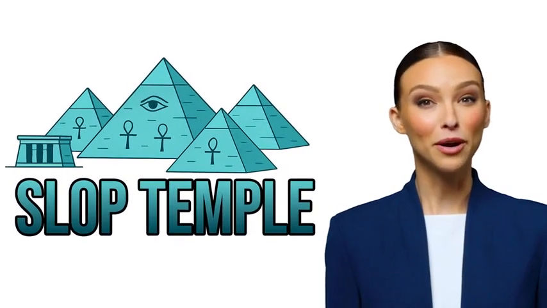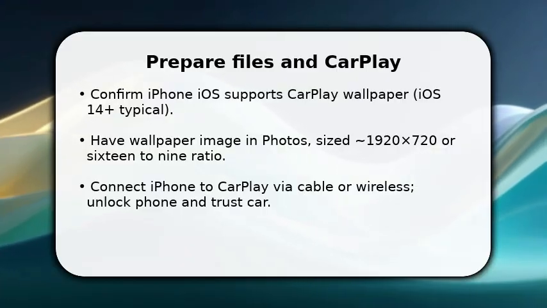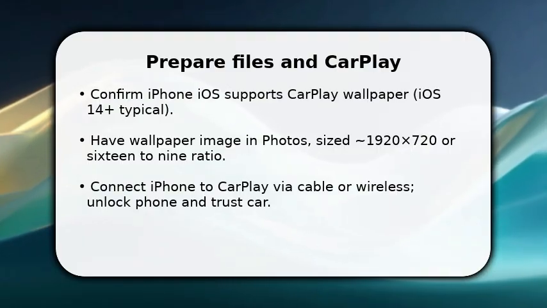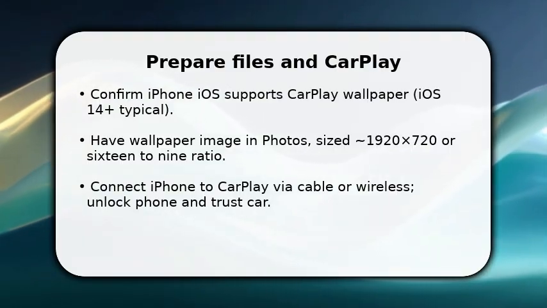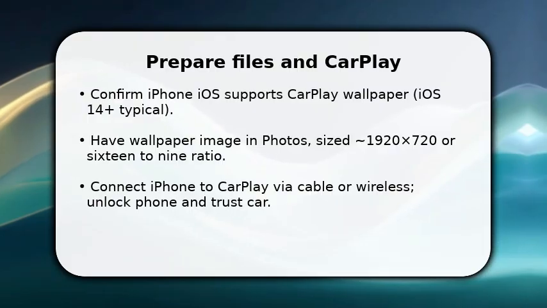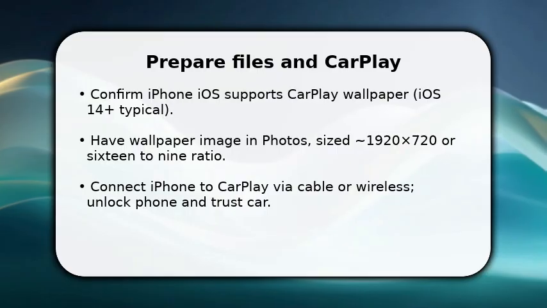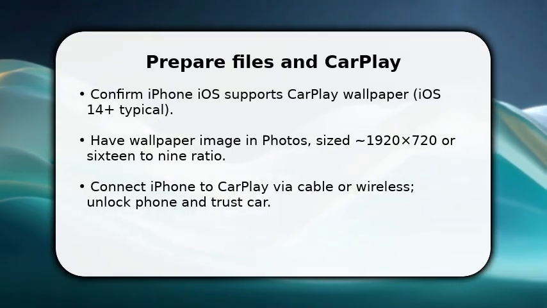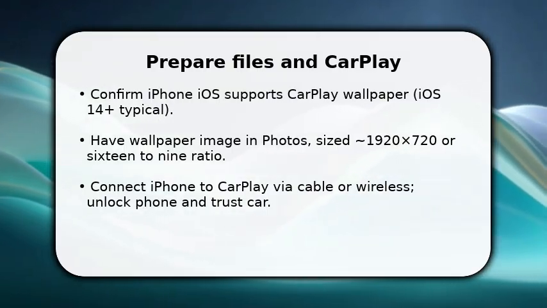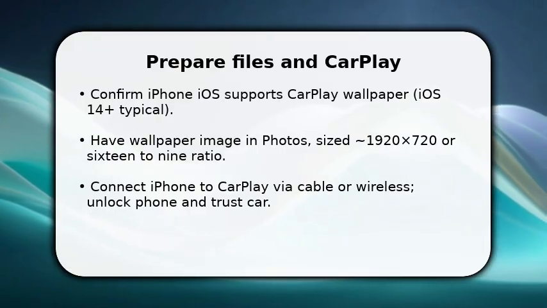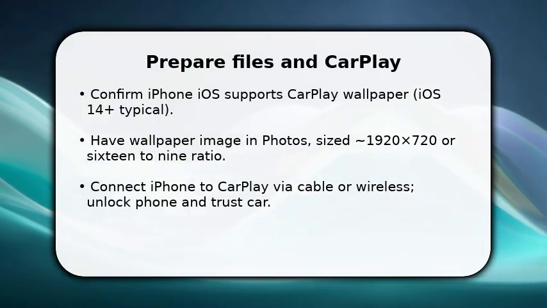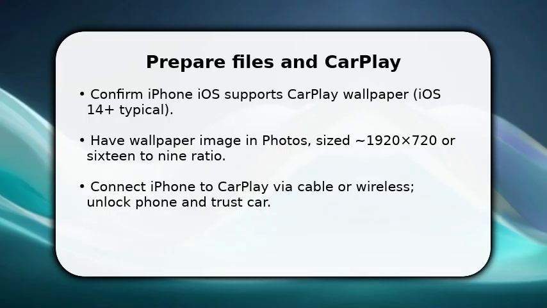We pray this video helps. You start by preparing the image and the connection. Get the wallpaper into photos at roughly 16:9, about 1920 x 720, so it crops well. This avoids odd stretching. Once done, connect your iPhone to CarPlay with the cable or wireless pairing and unlock the phone. Make sure CarPlay is active on the car screen.